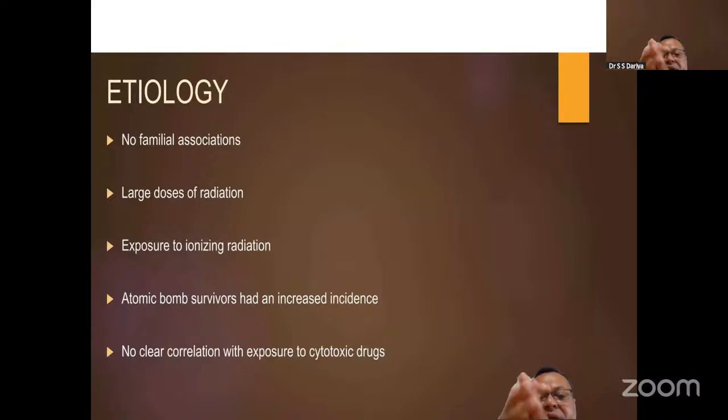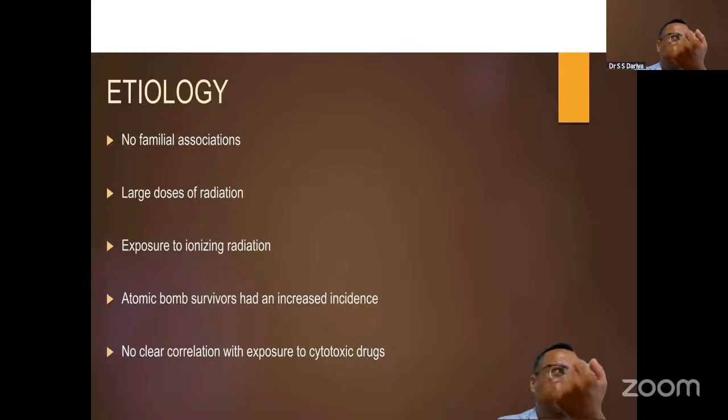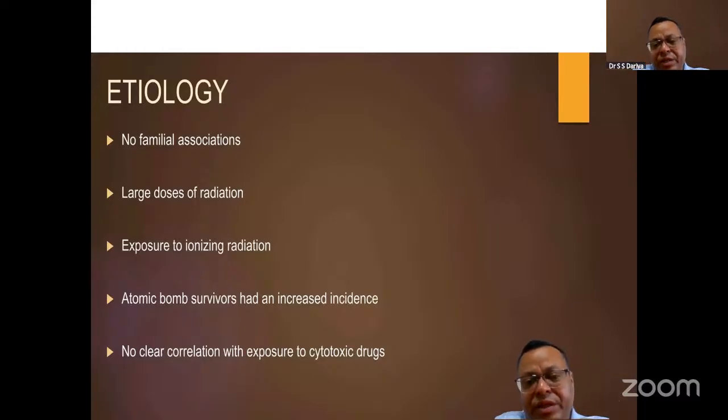Etiology: there is no familial association till now for CML. There may be a cause of large doses of radiation. During the Second World War, when the atomic bomb was used, the people affected in that population also showed the picture of CML. Exposure to ionizing radiation, survivors of the atomic bomb, increased incidence, and there is no clear correlation with exposure to other cytotoxic drugs.